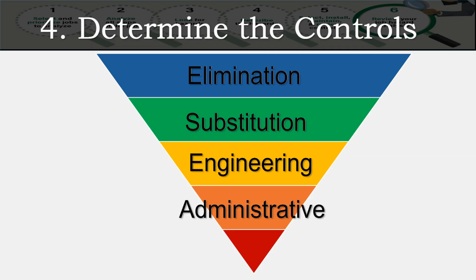Administrative controls. These are changes to the way people work, such as implementing new procedures, providing training, and establishing safety rules. An example is to implement a job rotation schedule to limit a worker's time spent in a hazardous area or provide comprehensive safety training on how to handle chemicals safely.